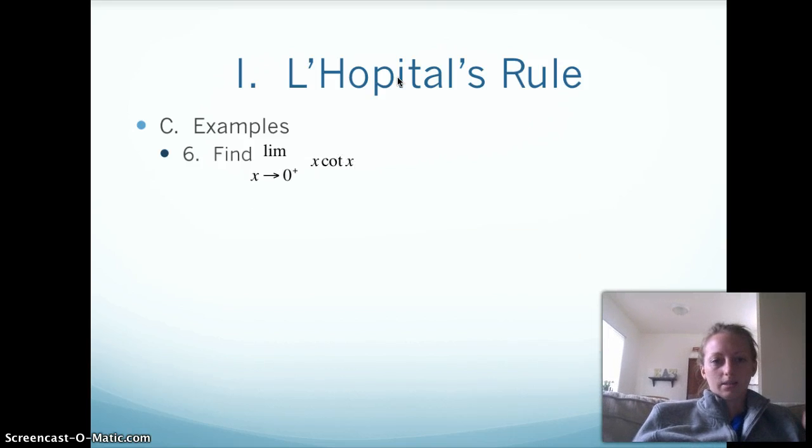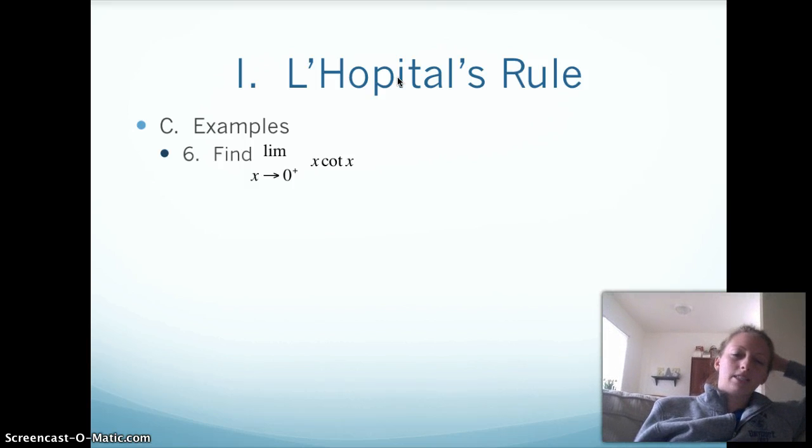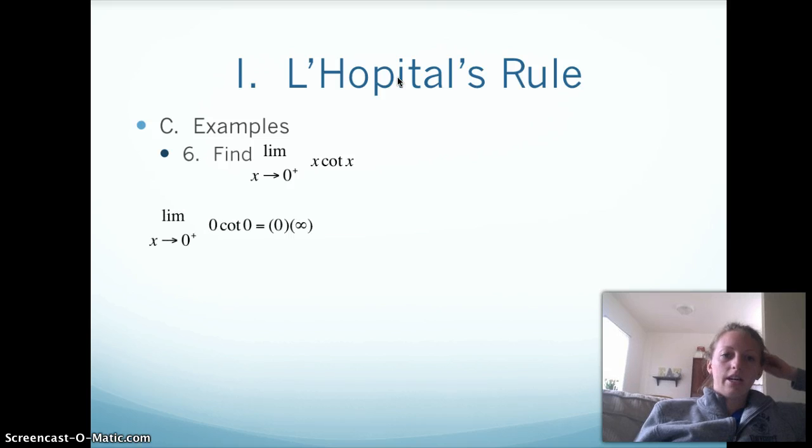Okay, last example. This says find the limit as x approaches 0 from the right. Now that doesn't matter too much for us, because remember it's as x is approaching, so it's getting closer and closer, so we still use 0 to test it. However, where it does matter, if I plug 0 into x, I get 0.